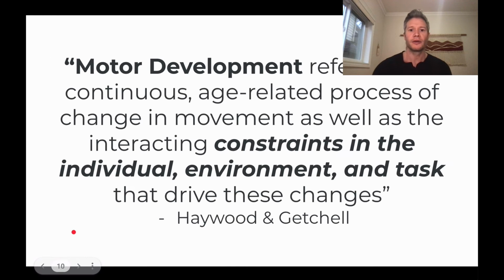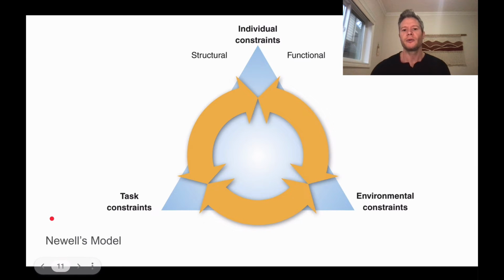Okay, great. So moving forward. We looked at this first part of this definition. Now we're going to look more at the second part here. So we're going to look at what constraints are in an individual, environmental, and task sense. And what does that mean? Because that's a bit of a weird statement to say without knowing this. So this is Newell's model. This is the thing that we will constantly be returning to. So get very familiar with this as early on as possible. Really try to understand it.